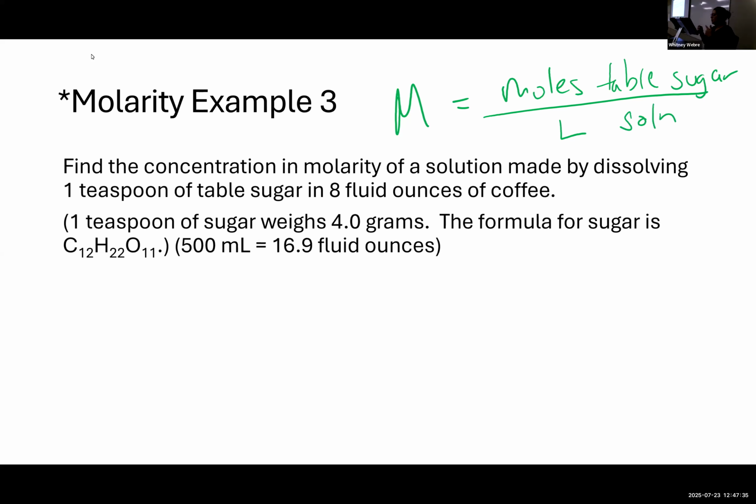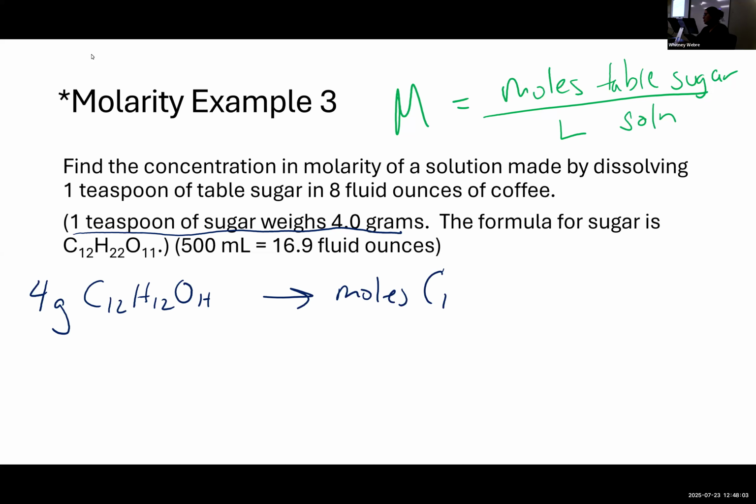So the first thing I need to do is figure out moles of table sugar, and I also need to figure out liters of solution. But they give us weird conversions. They say teaspoon, which I've never seen before in this class at least, but they were nice enough to tell us a teaspoon of sugar weighs 4 grams. So instead of putting 1 teaspoon here, I can say 4 grams of table sugar. And then I can convert that to moles of table sugar.